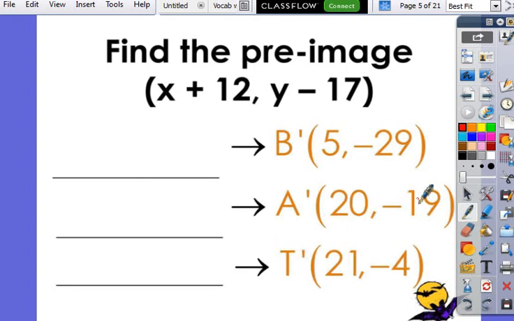All right, think about it now. We swap. Say that again. Opposite. Do the opposite of whatever's up here. Why am I gonna do the opposite? Pre-image. Because I'm looking for the pre-image.